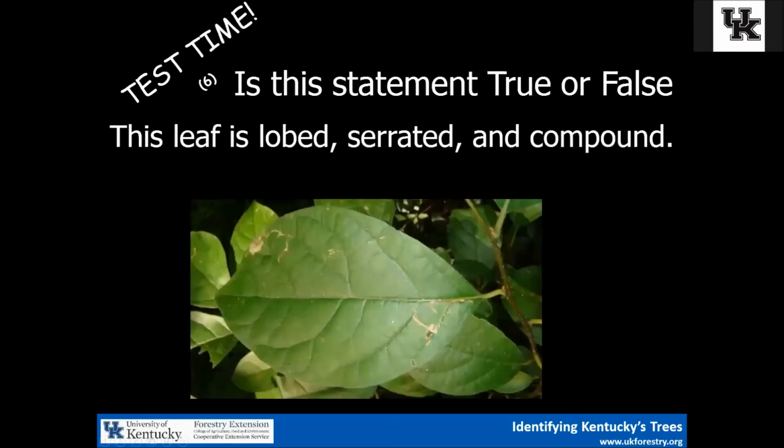Okay, 6, is this statement true or false? This leaf is lobed, serrated, and compound. What do you think? False. That's right. This leaf is clearly not lobed. It is not serrated. It has a nice entire margin, and it is not compound because we can see, as I'm circling with the cursor, the bud, one short leaf petiole, and one leaf blade. So that statement is false.